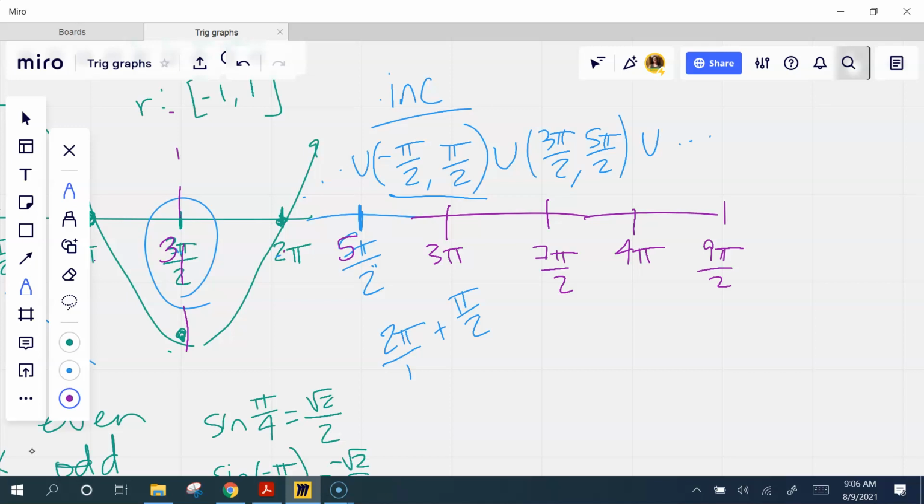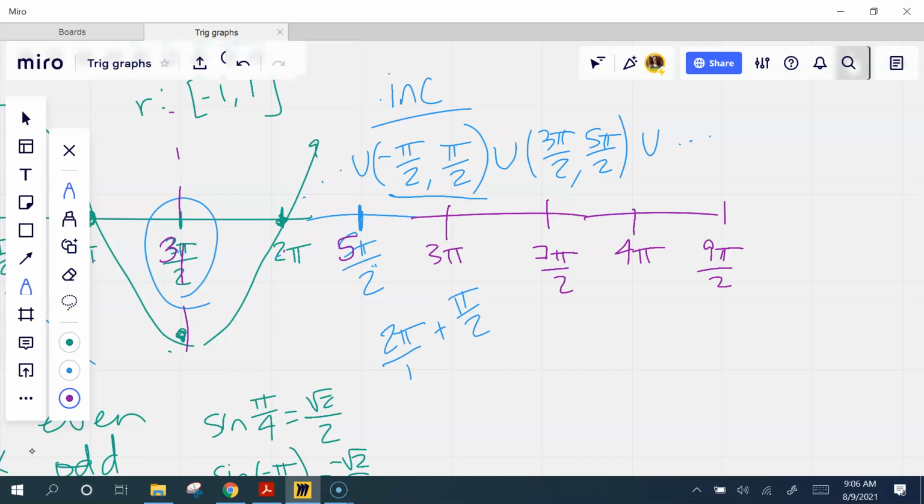Period. What does period mean? It's 2 pi. Why? Because that's the full unit. How long before it starts repeating the pattern? How long it takes to make a full cycle?